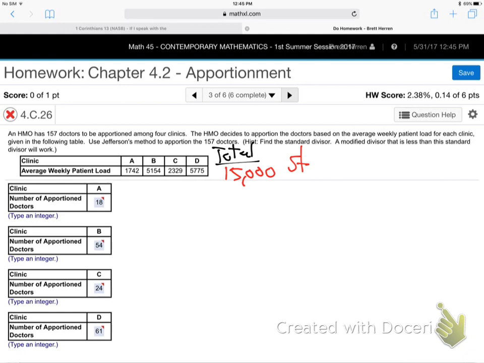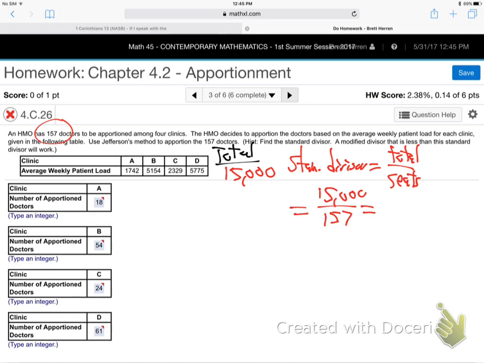So what's the standard divisor? It's total over seats. So it's total over seats. So 15,000 divided by 157 doctors. I guess that's my seats. So I'm getting 95.54. That's weird. That's an ugly standard divisor.